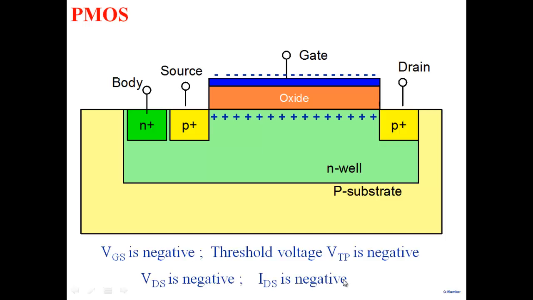VDS is negative, IDS is negative. Okay, so now what do I mean by IDS negative? If I apply a negative drain voltage here, the holes are going to flow like this and come out. In many places we take the direction of current going into the terminal as positive. So current going into the terminal is positive. According to this, the current is coming out of the drain terminal. That's why we are saying IDS is negative.